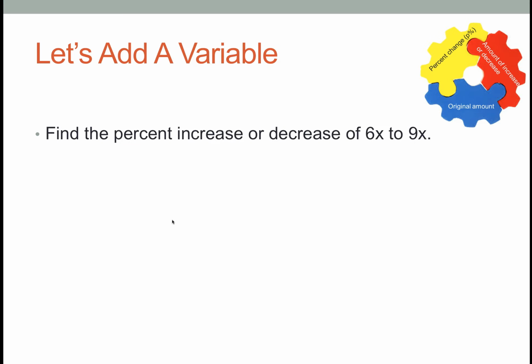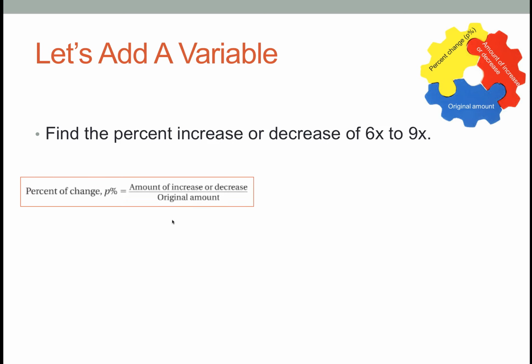All right, now let's add a little extra to this. We're going to add a variable. Let's find the percent increase or decrease of 6x to 9x. That's going to be an increase because the number is increasing, 6x to 9x. But we treat something with a variable the exact same way we would treat it if there was no variable. So we're going to find the percent change, and we have the other two values. The amount of increase or decrease will be 9x minus 6x, and the original amount is 6x.